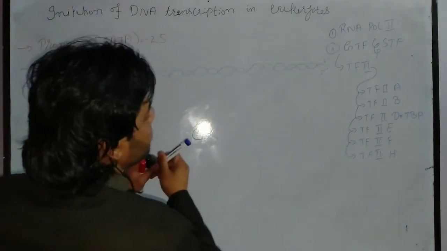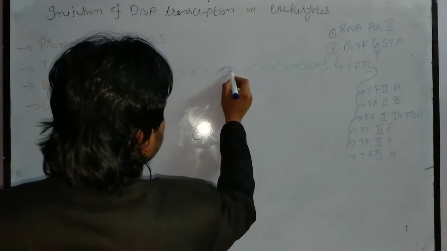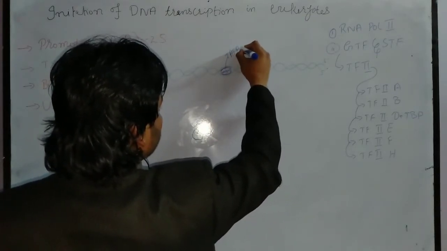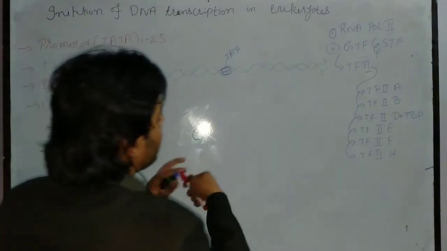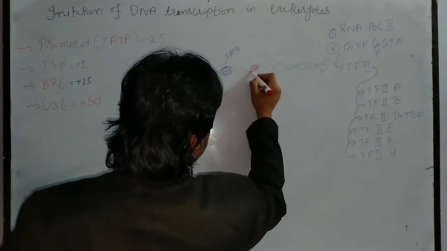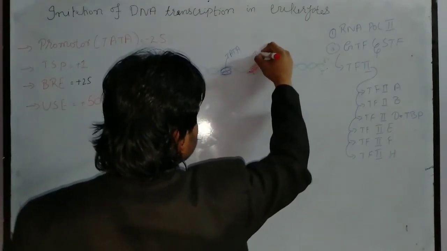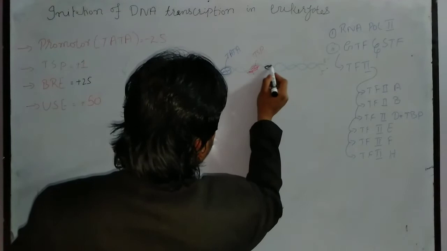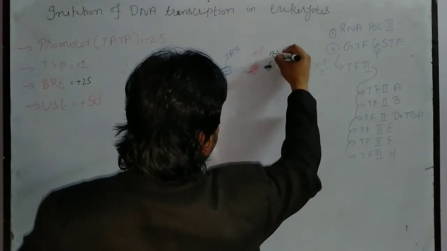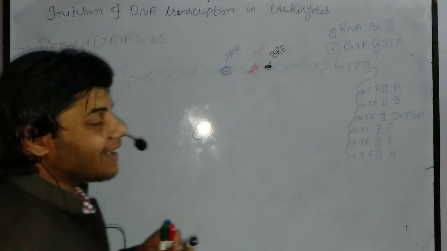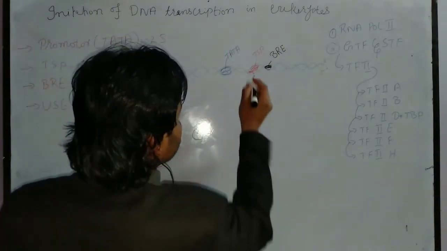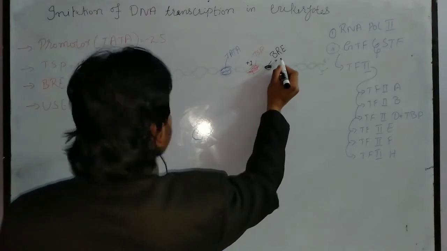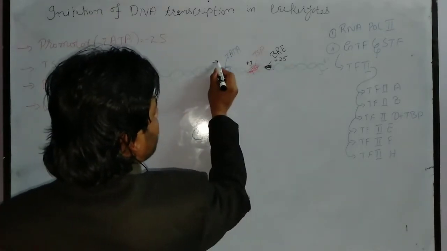Now, let me draw somewhere at that position. Let's suppose this is the TATA box. And somewhere at that position, it will be the initiator box or transcriptional start point. And after that, at that specific position, we have the BRE region or B recognition element. So remember, this is actually the plus one position. This will be plus 25 position, and this will be minus 25 position.